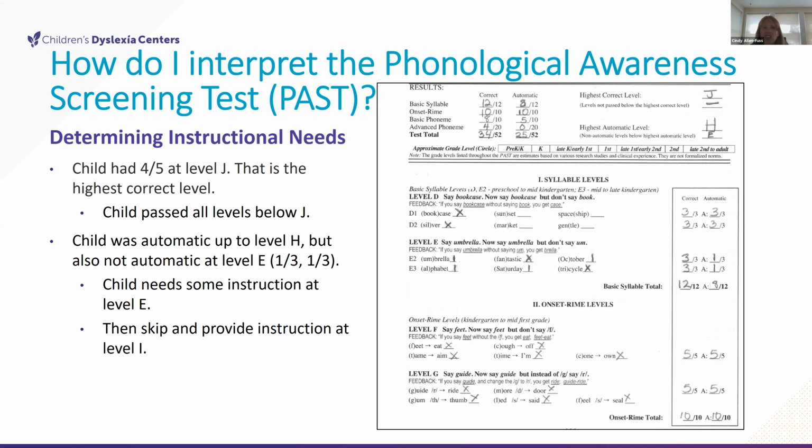On the back, on level J, the child had 4 out of 5 correct. That was the highest correct level. So I wrote that up at the top of the form. The child was automatic up to level H, but also you can see not automatic at level E. So the highest automatic level was H, but the non-automatic level below the highest automatic level was E. So this child really needs some instruction at level E, working with those multisyllabic syllables. And then I would skip down and I would do some instruction in level I.